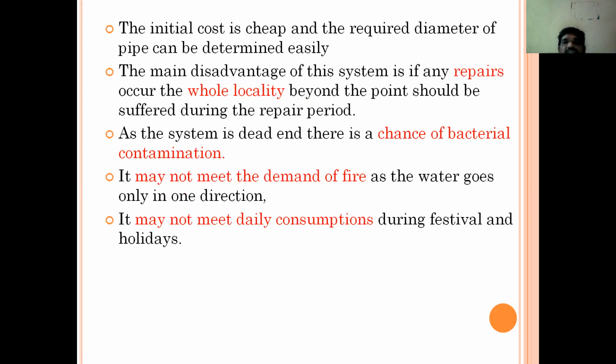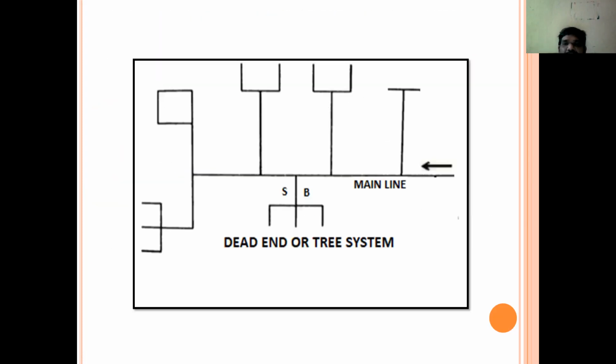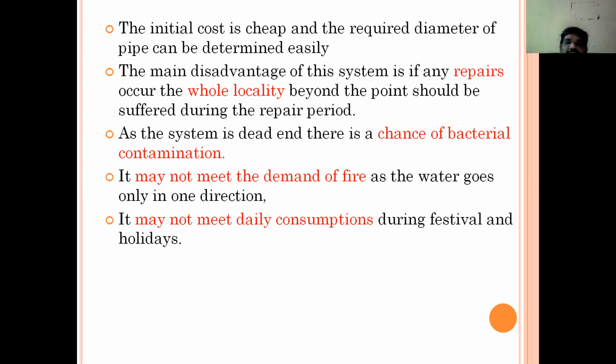The main disadvantage of this system is that if any repair occurs, the whole locality beyond the point suffers during the repair period. As the water passes from the main line to the service line, it will be stored here itself. This is a dead end. Because of the long storage of water in the pipes, there is a chance of bacterial contamination. That's why I mentioned it here.